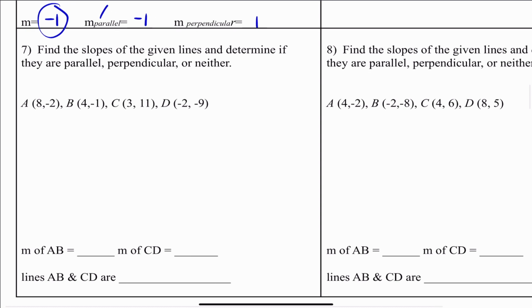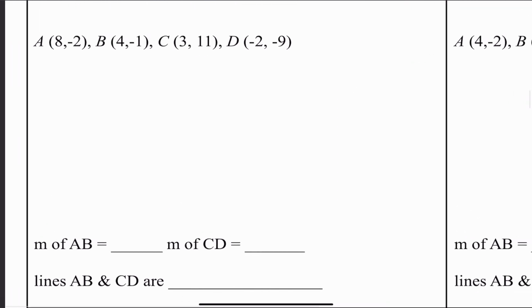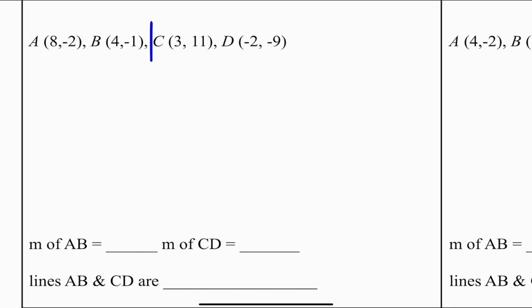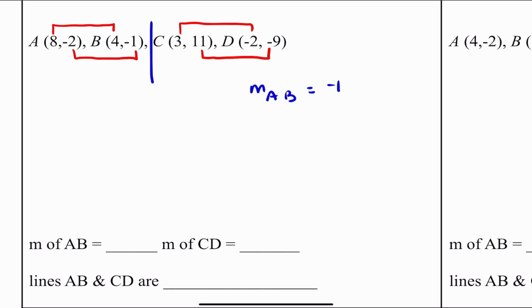Here's another one. Find the slopes of the given lines and determine if they are parallel, perpendicular, or neither. Okay, so I gotta find the slope of AB and the slope of CD. I'm gonna draw a divider, and I'm gonna pair my x's over here, and I'm gonna pair my y's, which I did here and here. Okay, so find the slope of AB, which is -1 minus -2. It's -1 plus 2 over 4 minus 8. -1 plus 2 is 1. 4 minus 8 is -4.